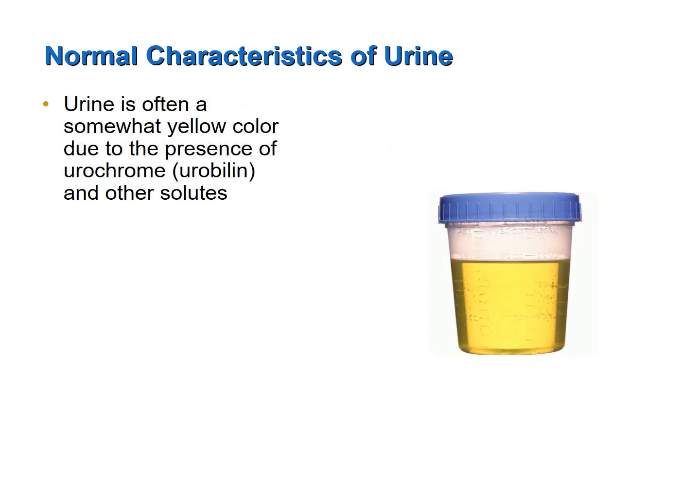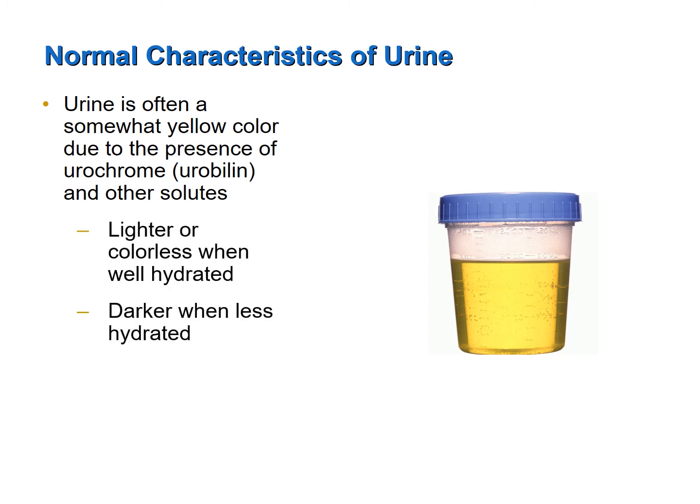Urine is often a somewhat yellow color, and this is due to the presence of a substance called urochrome or urobilin. Urochrome is a byproduct of hemoglobin metabolism. As red blood cells are broken down by the body, the hemoglobin they contain is broken down as well, and one of the byproducts of that hemoglobin metabolism is urochrome. Urochrome passes into the blood, it's filtered by the kidneys, and becomes a component of urine.